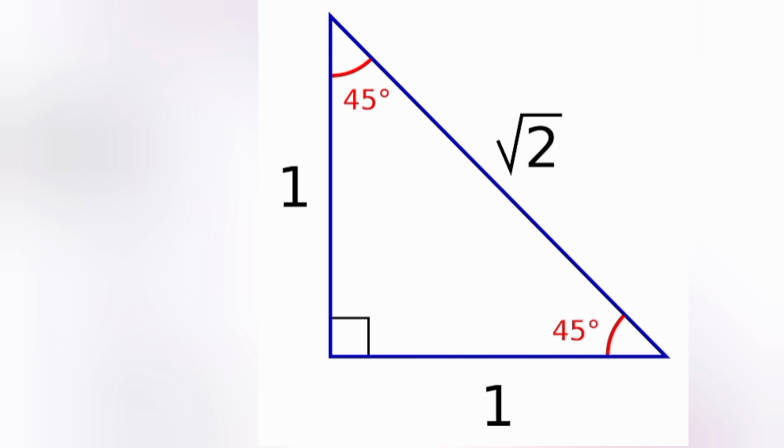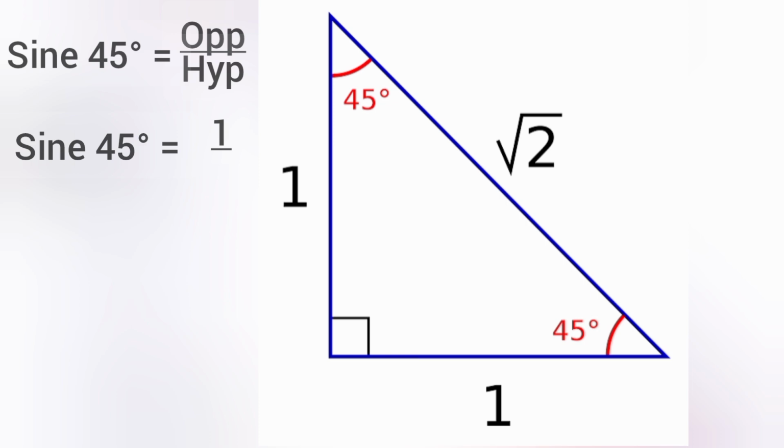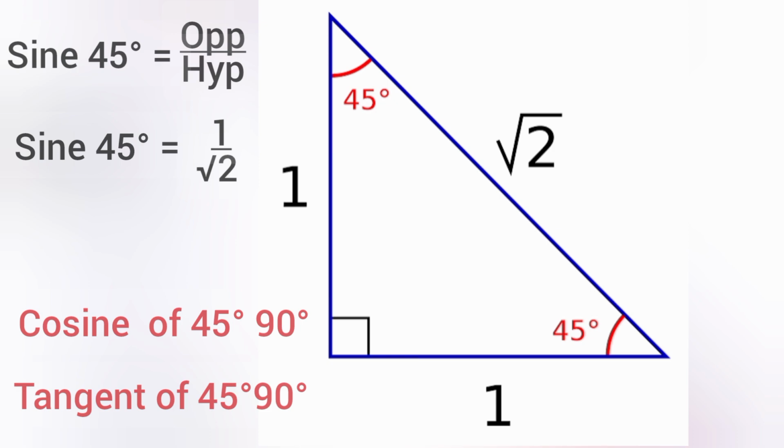Having derived this, we can find the sine 45. That will give us opposite over hypotenuse, which is 1 over root 2. You can as well find that of cosine and tangent of 45, then sine, cosine, and tangent of 90. Now, this is how to derive the exact value of the trigonometry of 30, 60, 45, and 90.